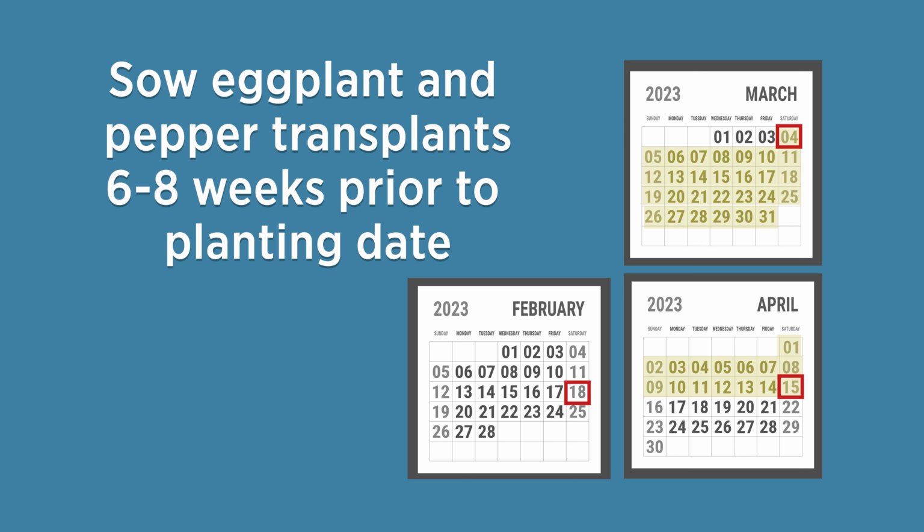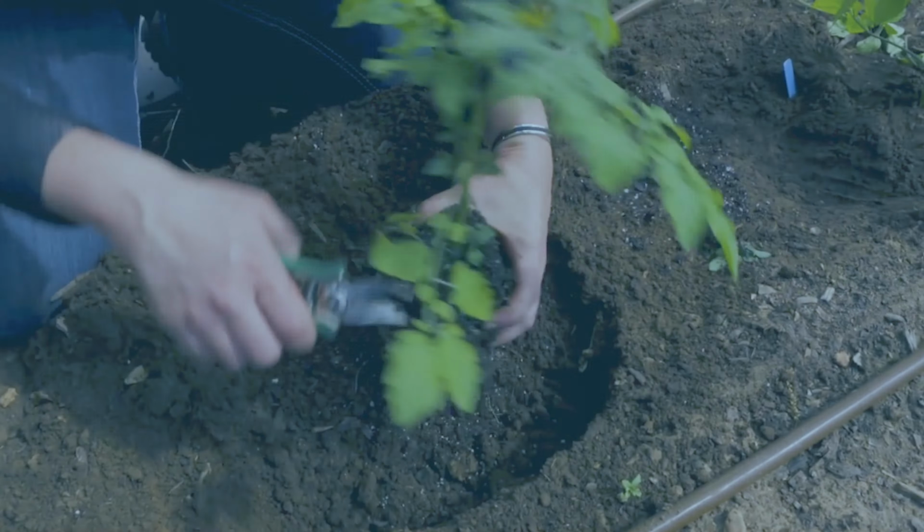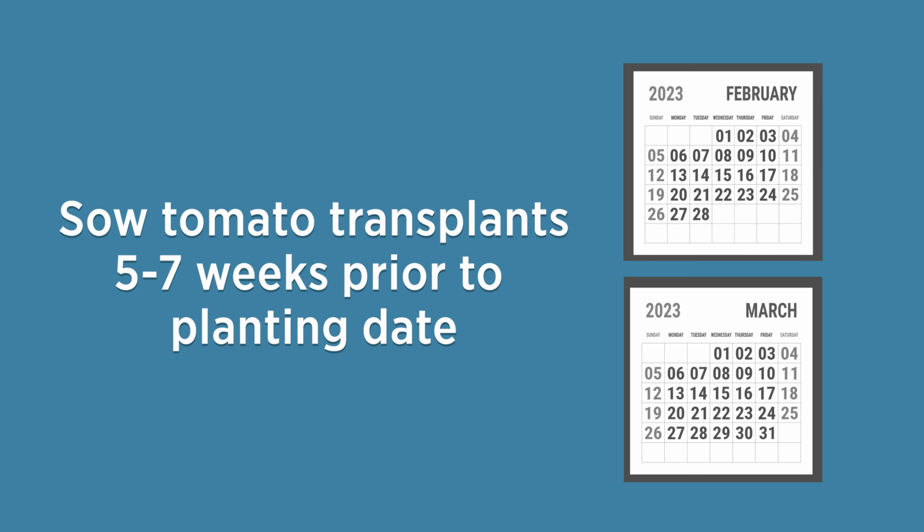Now, tomatoes is the next big warm season crop that needs to be planted outdoors as a transplant. And in order to grow those transplants, they need 5 to 7 weeks. So the window for starting tomato plants would be February 25th through March 11th. And really, you want to plant some of your warm season crops as transplants for the same reason that you're planting some of your cool season crops as transplants, and that's to give them a head start.